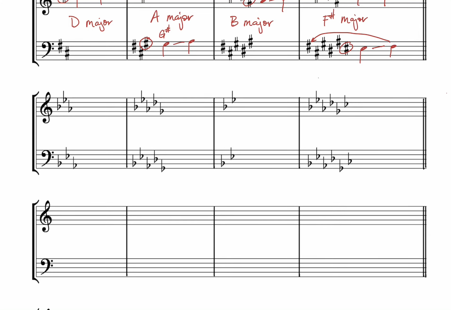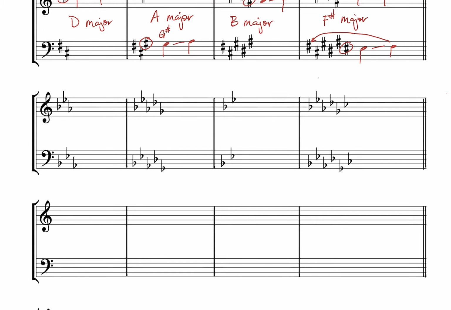We'll next learn to identify key signatures when there are flats in the key signature. I think you'll find that it is easier to identify flat keys than it is to identify sharp keys. The process is a little bit more streamlined.